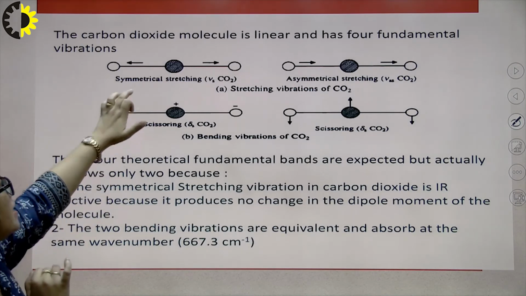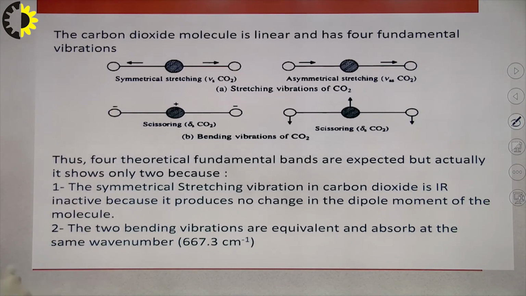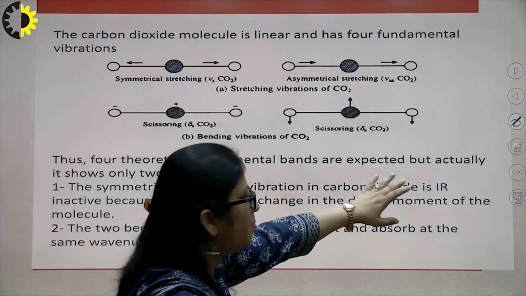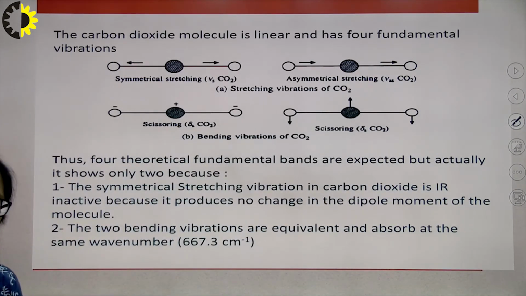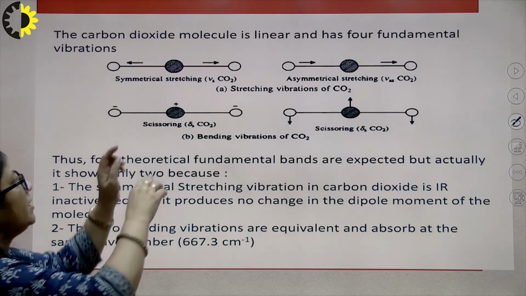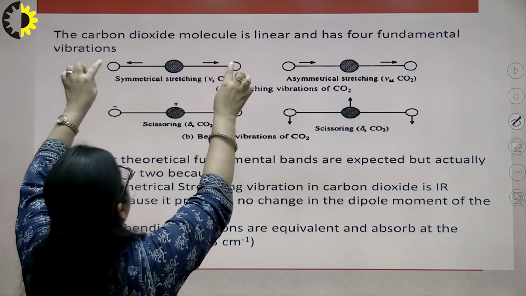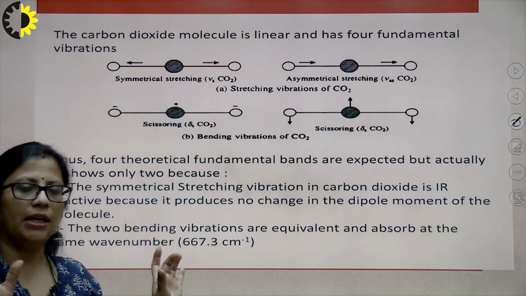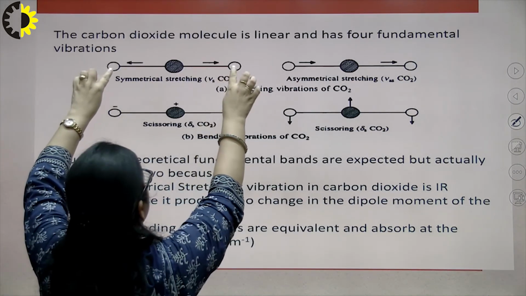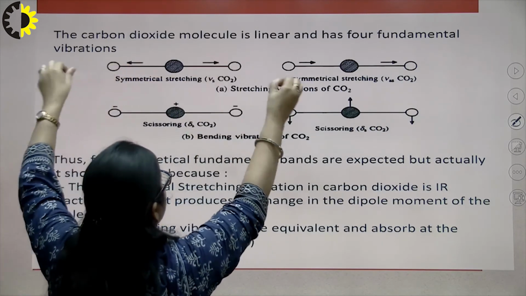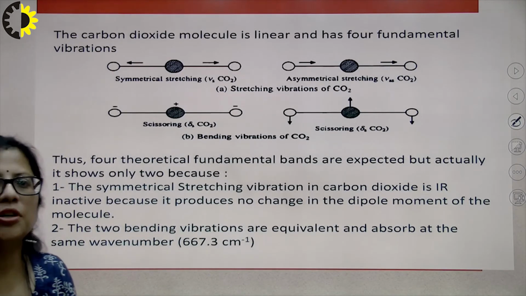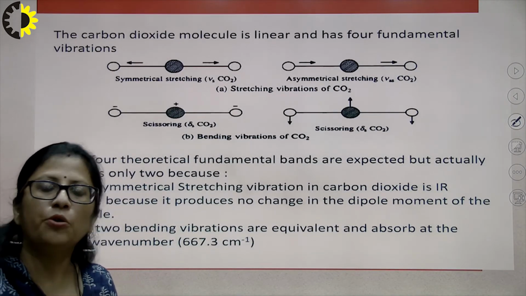Now, here in the first case you see, by calculation we have calculated that there should be 4 theoretical fundamental bands which are expected, but actually it shows only 2. Why? See the first case, symmetrical stretching. Both ends are oxygen and there is center carbon. So, electronegativity at both the ends of the chain, oxygen, is same. So, when the symmetric stretching takes place, this stretching will not bring about any change in the dipole moment during the course of the vibration.